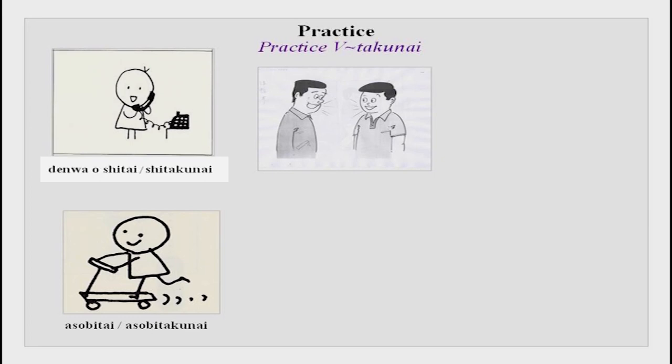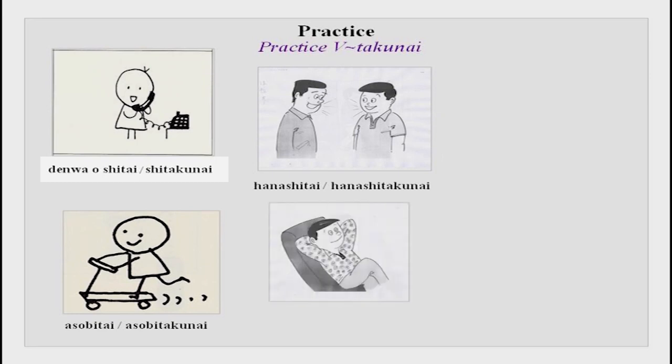Then we have these two people talking. Hanashitaku nai. Or it could also be hanashitai, depending on what you want to say. Gentleman is relaxing over here. So, what is the verb? Can you tell me the verb? Well, it is yasumitai or yasumitaku nai. I do not want to relax or I want to relax or take a break.